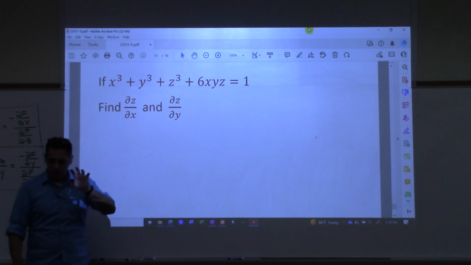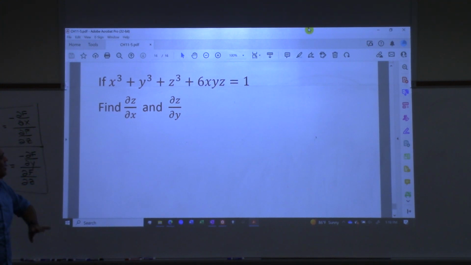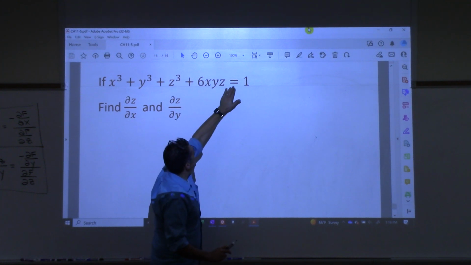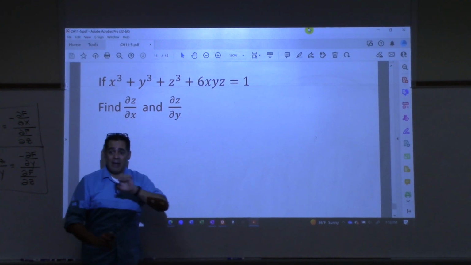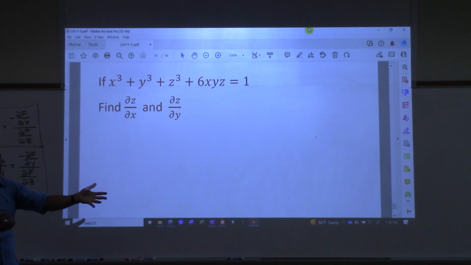So remember, try and put yourself back in Cal 1, way back then. We had an equation with x and y in it, and we couldn't solve for y, but we wanted to know the derivative. Well, we used implicit. Here we have x, we have y, we have z. They're all mixed up in an equation. I would love it if I could get z by itself and get x's on the other side. Then I would just do what we did last class. But here, it would be extremely difficult to get z by itself.